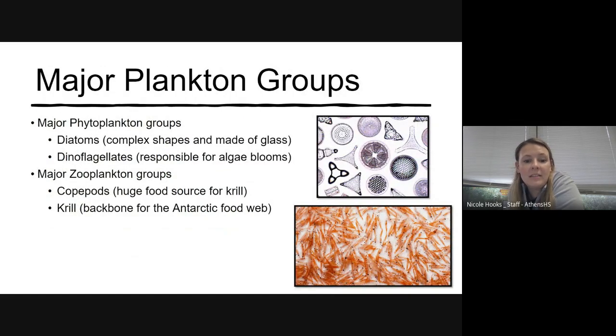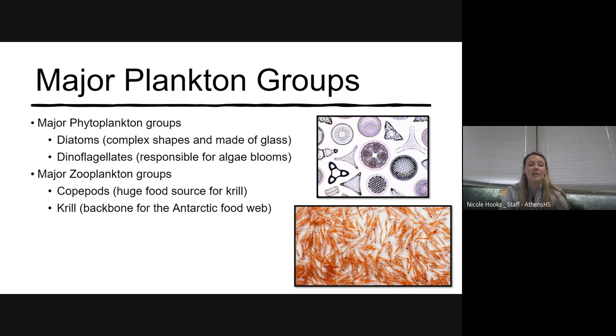All right, the next thing that we're going to talk about is we're going to break up plankton into a couple really important groups. These are groups that you'll need to know. You'll need to know their names. You need to know what they are. So the major phytoplankton that we're going to talk about are diatoms and dinoflagellates. Say it with me, dinoflagellates. It's kind of hard to say, but it's like flagella, dinosaur flagella, dinoflagellates, and then diatoms.